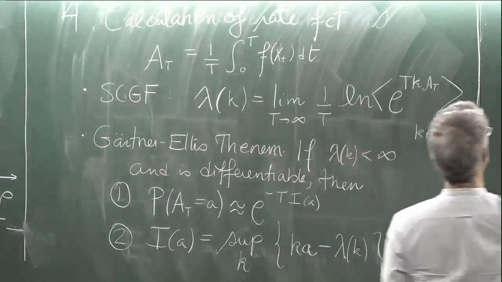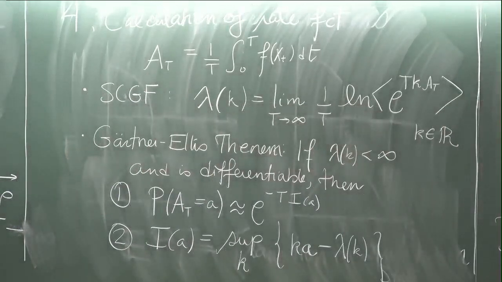Now, how do we calculate lambda(k)? So this is the other half of the calculation, and this is also a nice result. For Markov processes, lambda(k) is an eigenvalue.